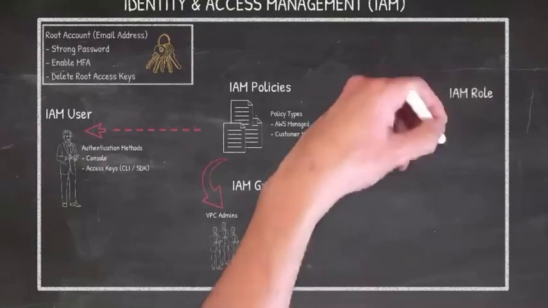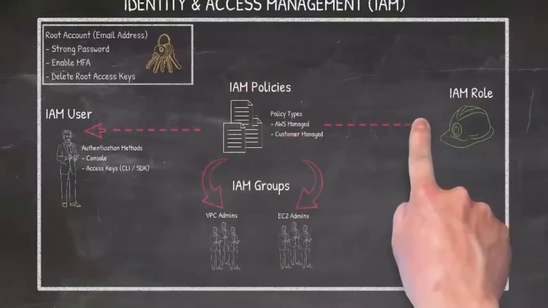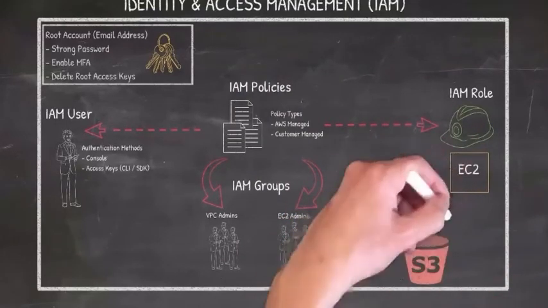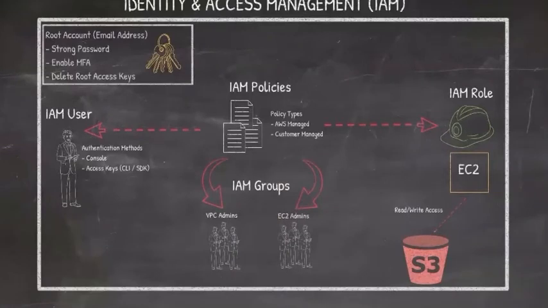Another type of principal is an IAM role. Think of an IAM role as a hard hat that other AWS services can put on. Our EC2 instance is going to put on this hard hat, or assume this role. By assuming a role, the EC2 instance is granted access as per the IAM policy assigned to the role. In this example, the IAM policy provides read and write access to the S3 bucket.